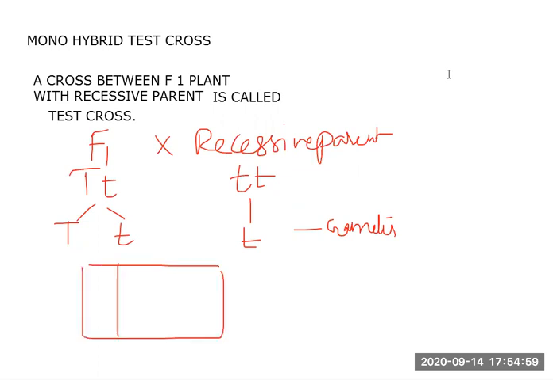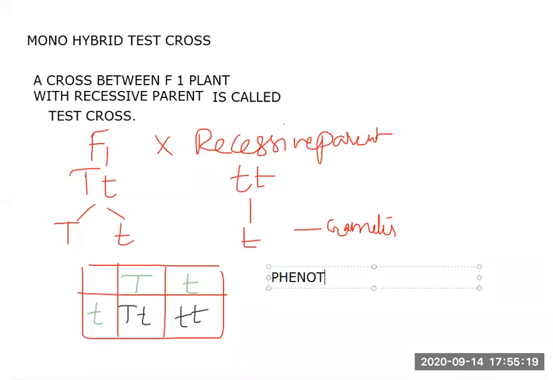In this Punnett square, we take male gametes on one side and female gametes on the other side. What we obtain here is capital T small t, small t small t. That means 50% are tall plants and 50% are dwarf plants.